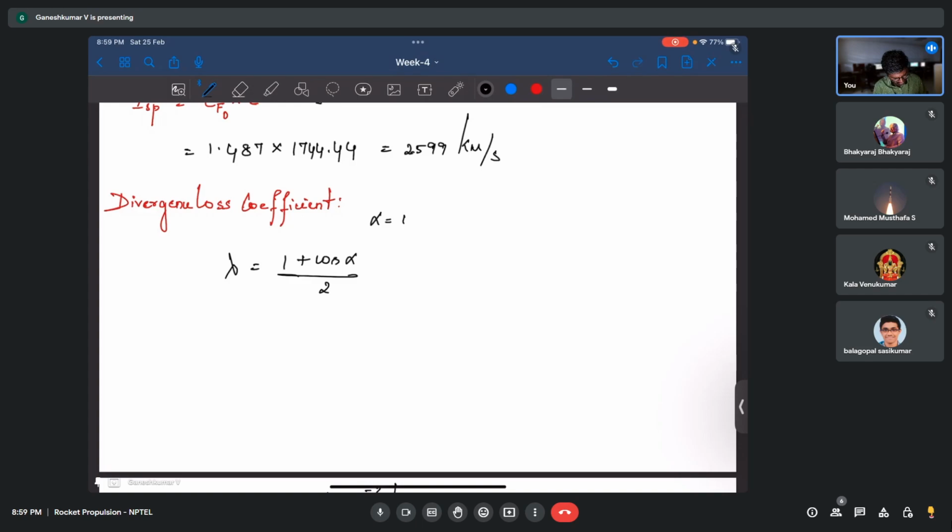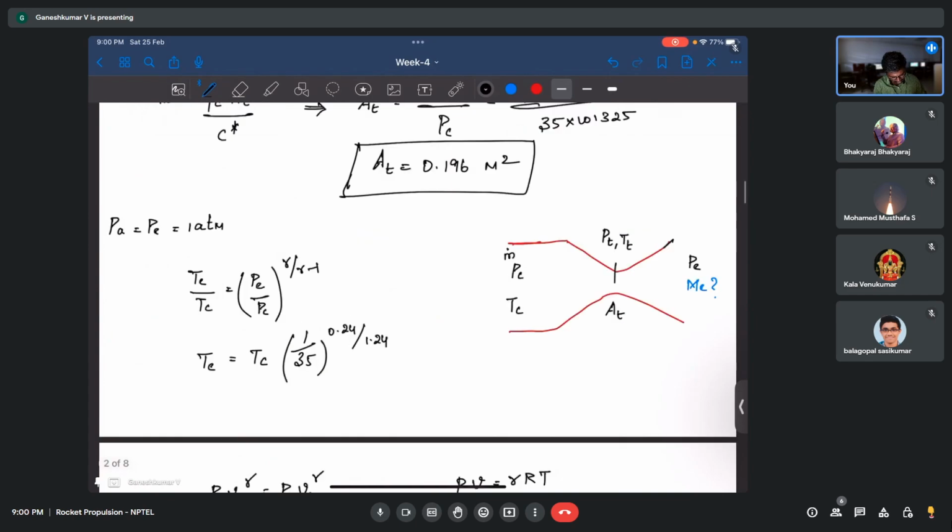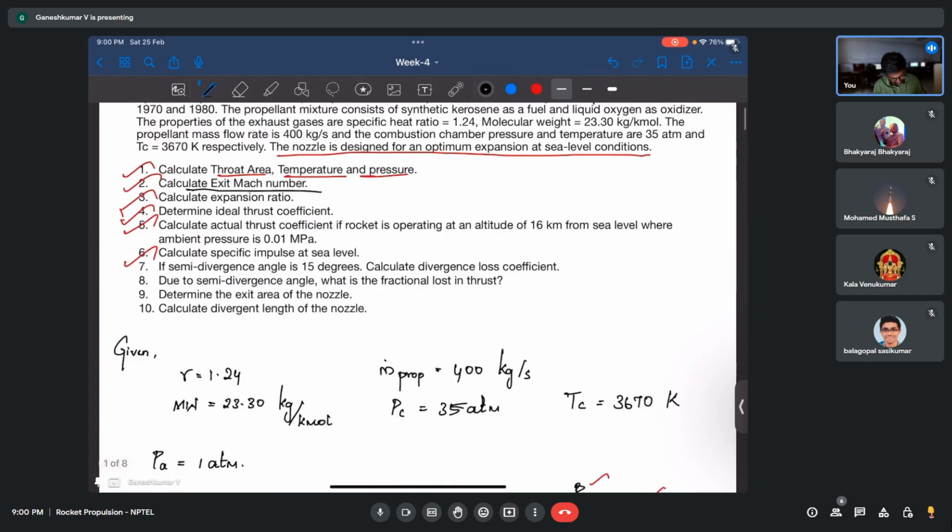We know the semi-divergence angle is 15 degrees. So if you substitute it, 1 plus cos. The question was, what is the loss in thrust, which again you know the formula, nothing but 1 minus lambda. What is the divergence coefficient you are getting?